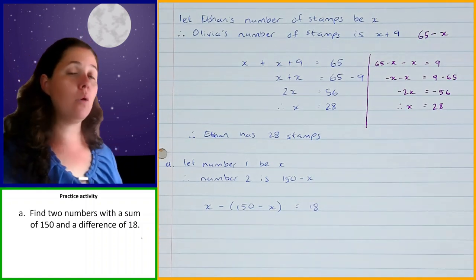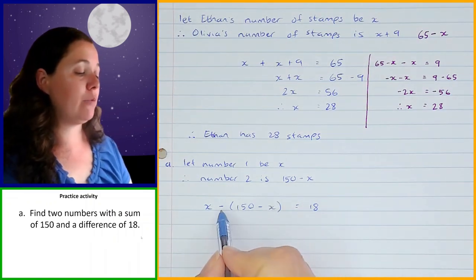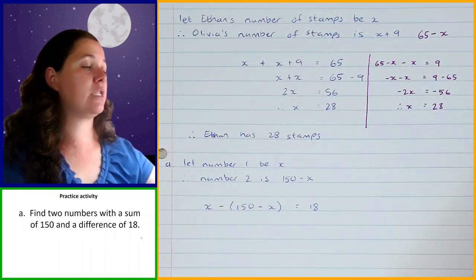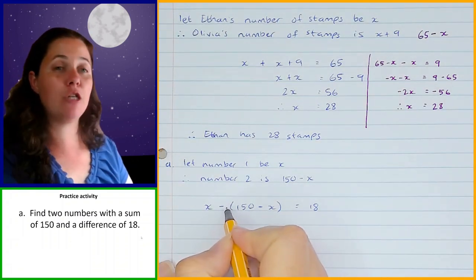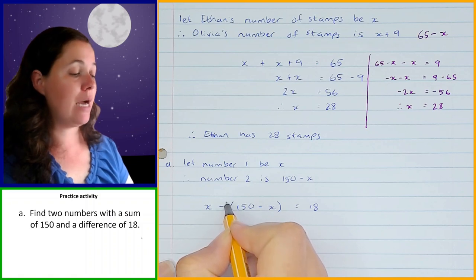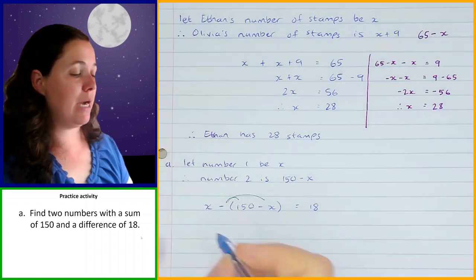Okay, once I've set up my equation, I'm now going to go and solve it. So I'm going to multiply in. Remember, when you've got something with brackets like this, you need to multiply into the brackets. So there's an imaginary little minus one you can't see. I'm multiplying that in here, and that gives me x minus 150.